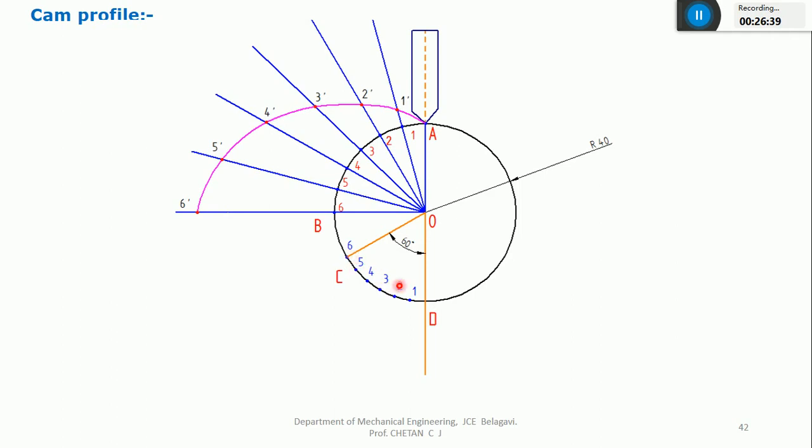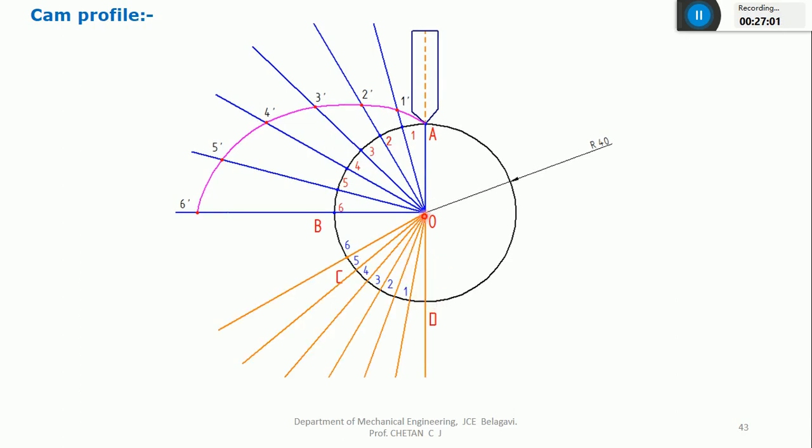Using the protractor, just take this as a reference point. Just divide this COD into 6 equal parts and indicate the points around the circumference of this circle, between point C and point D. And each division is 10 degree. This is also 10, 10, 10, 10, 10. And draw the radial lines starting from the center of the circle, and it has to pass through 6, 5, 4, 3, 2, 1, and extend those lines some distance. You can take any distance. Just extend these 6 radial lines to some distance.